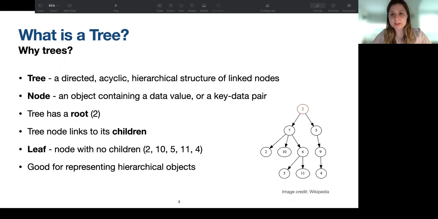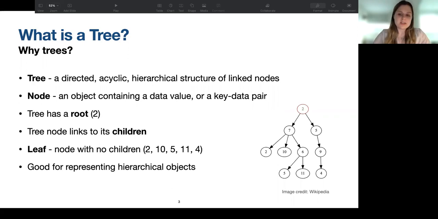First of all, what you can see from this picture is that this structure looks hierarchical because there is one node at the top, then there are a couple of nodes one layer below, there are some more nodes below that, and so on. So there is some vertical structure in this object. That's why we say that a tree is a hierarchical structure.